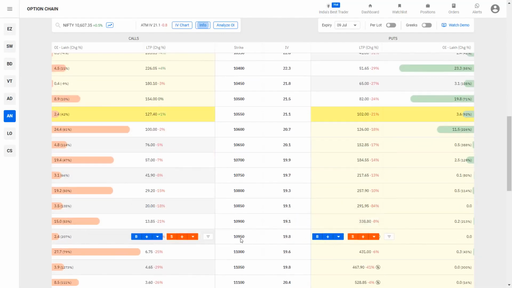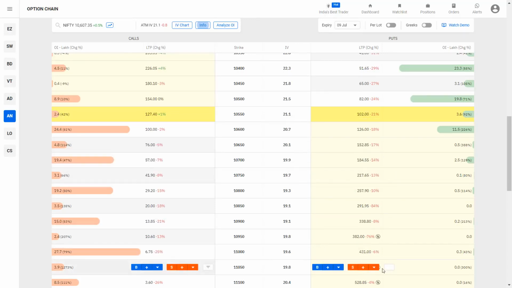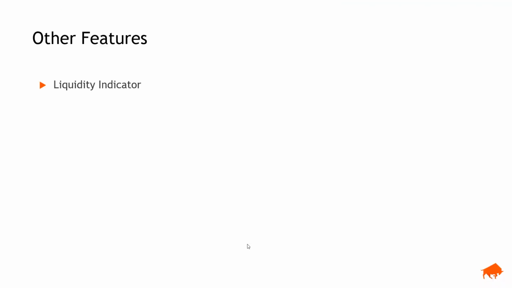Similarly, if you look at this put of 10,950, you can see that it's not very liquid. The 11,050 put on the right side, just below the buy and sell buttons, you can see that it is not very liquid because there's that tiny gray icon right next to the LTP column. You can see this gray round thing, right? So this is our liquidity indicator. It tells you if the strike is liquid or not.